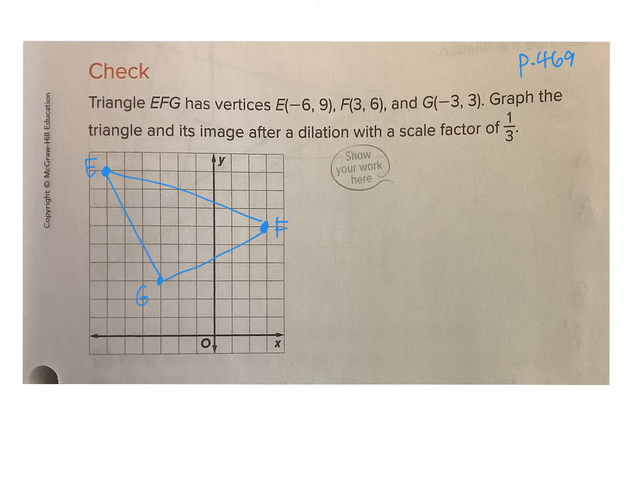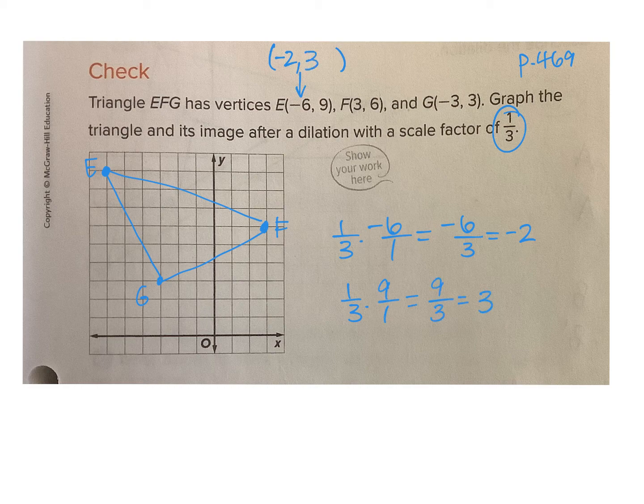All right, so I have the original image graphed. Now, if you're going to do a third, that means you're going to take 1/3 times -6. If you weren't sure how to do that, you could just put a -6 over 1, and then I get -6 over 3, which is the same as -2. So that's going to be -2 comma something. Okay, same thing. I'm going to do a third of 9. Well, I can do a third times 9. That ends up with 9 over 3, which is the same as 3. There's my first new coordinate.